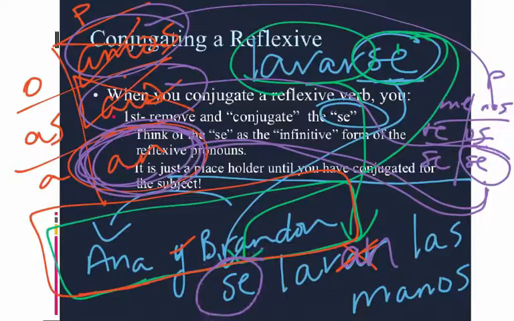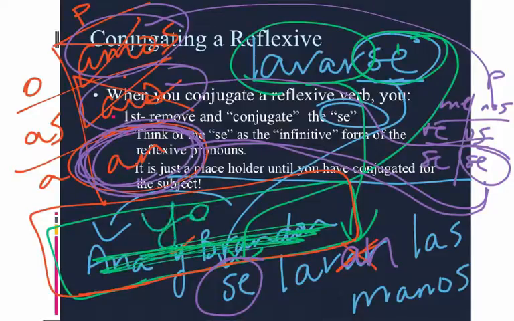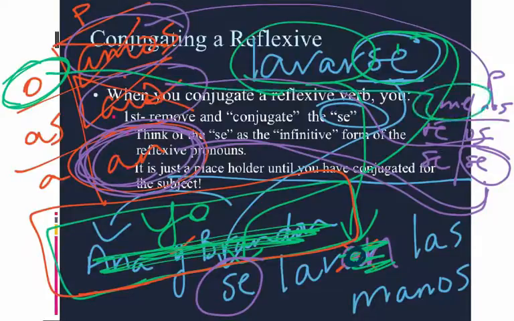Hopefully that makes sense. Now, because I want to put even more stuff on the page, hopefully you can still see this. Let's say that the subject became yo. Okay? Now, I'm going to take that original lavar and put it in the yo form. So it would be lavo. And I would change the se to top left, me. So yo me lavo las manos, or Ana y Brandon se lavan las manos. Okay? Next page.